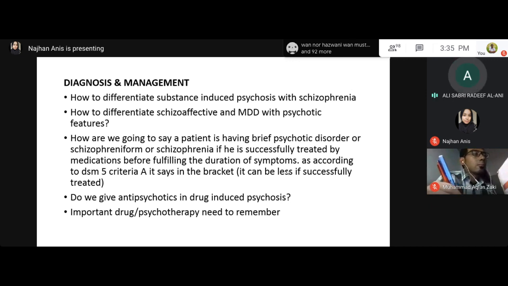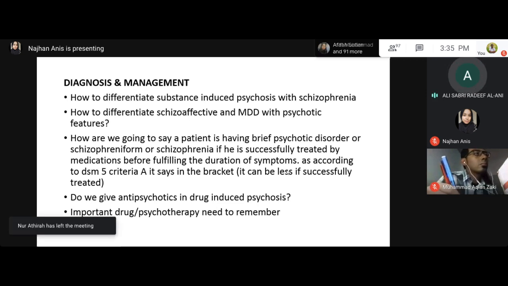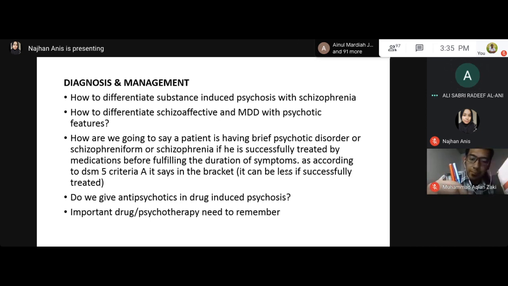And the other question also, we have to apply the DSM-5 criteria, because even if successfully treated, with less than 1 month for criterion A, the overall duration should be at least 6 months, including the prodromal phase or residual phase. So overall, you should look for the DSM-5 criteria for any diagnosis. Okay? So any other questions?